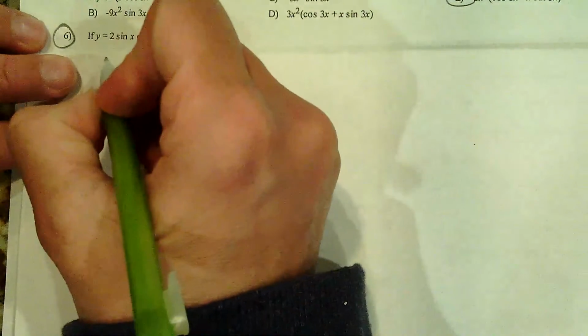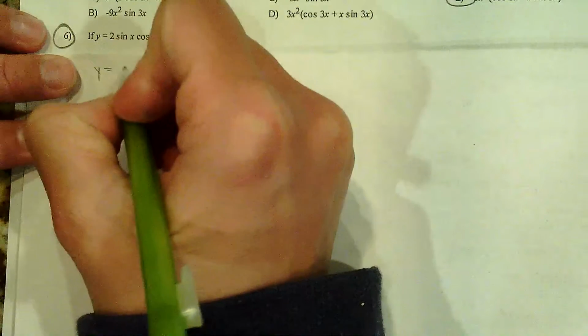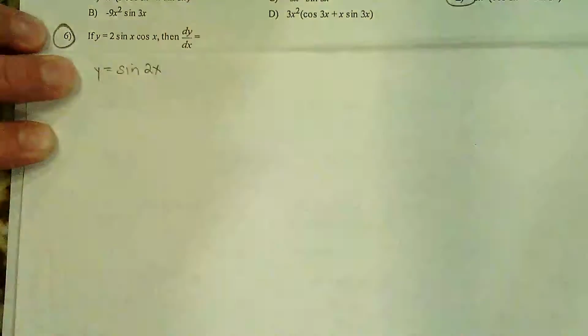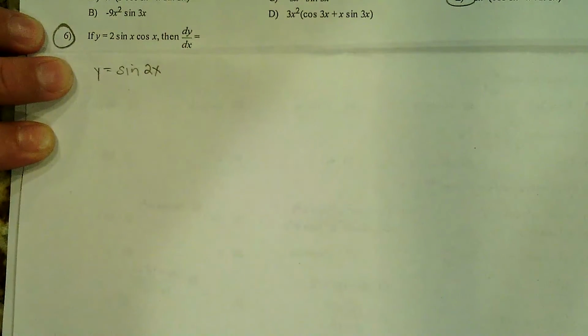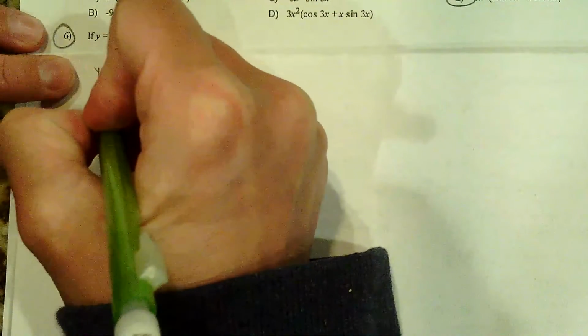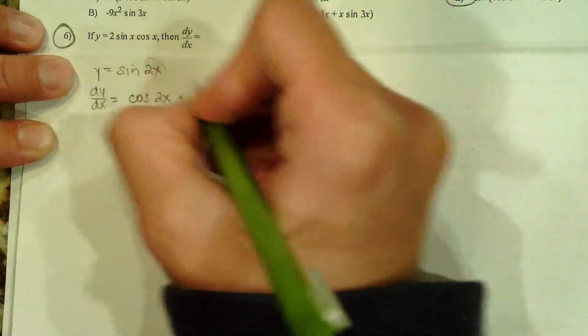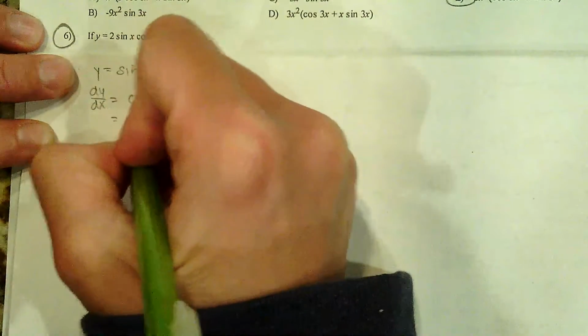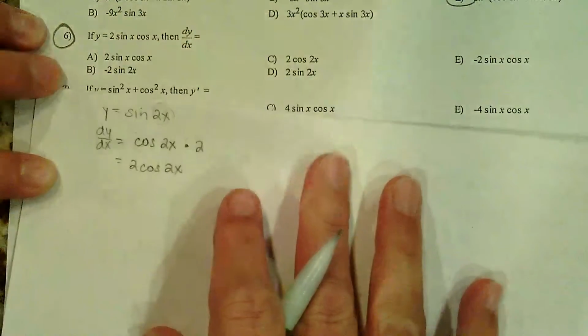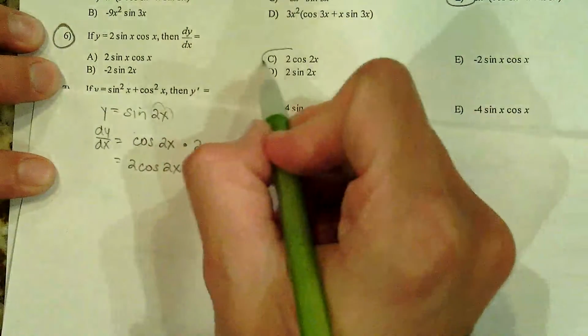But 2 sine x cosine x is the same as y is the sine of 2x. And if I want the derivative of that, dy dx, derivative of sine is cosine, times the derivative of what's inside, 2. So I would get 2 cosine of 2x, which is option C.